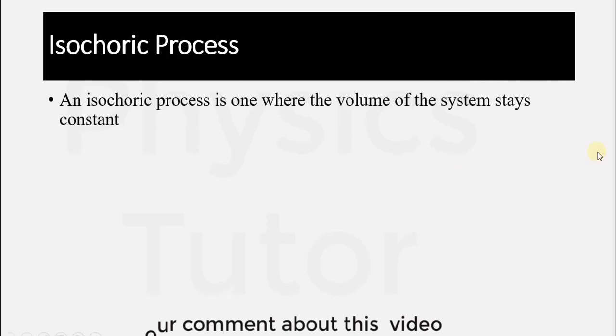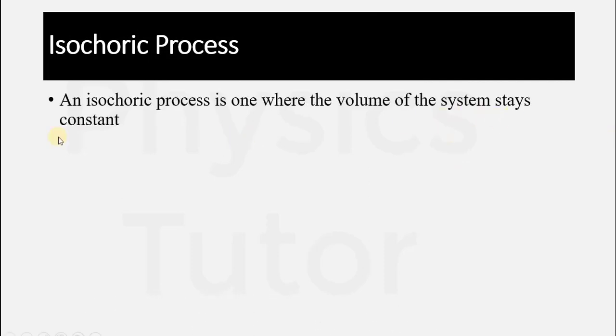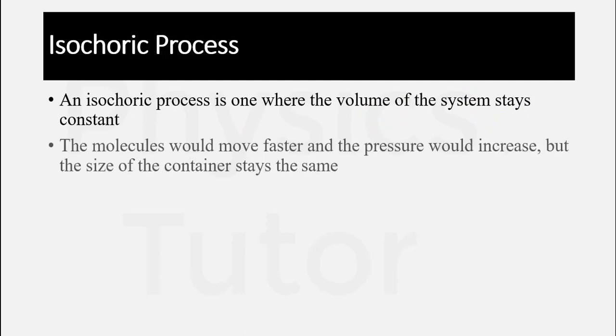The second process is the isochoric process. In this process, the volume of the system stays constant. So in an isochoric process, we have the condition that the volume of a system always remains the same. For example, the molecules would move faster and the pressure would increase, but the size of the container stays the same. When temperature increases, vibration of molecules increases. This causes an increase in pressure, not an increase in volume. So in this process, we have constant volume.